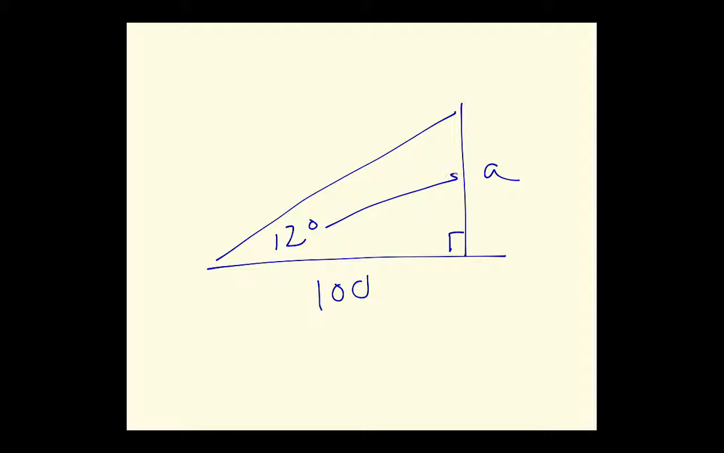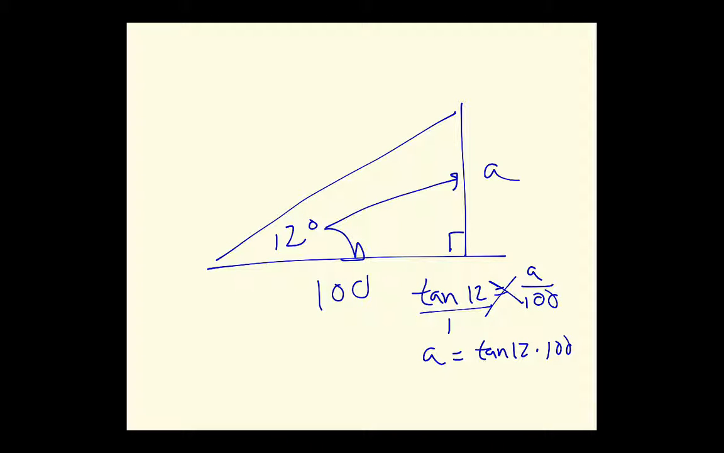Well, I have the opposite side is A, the adjacent side is 100. That's a tangent. So like I said, you're going to use a lot of tangents here. Tangent of 12 has to equal that altitude over 100. So if I think of it over 1, the altitude is simply going to be the tangent of 12 times 100 from that cross multiplication. So the tangent of 12 multiplied by 100 is going to give me an altitude of 21.3 meters.